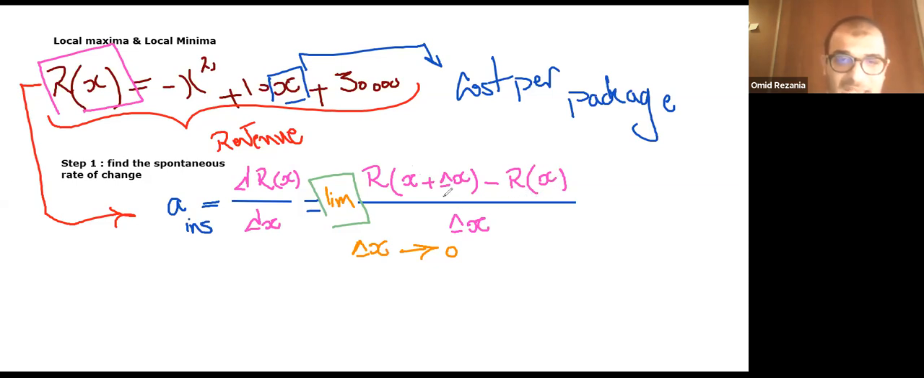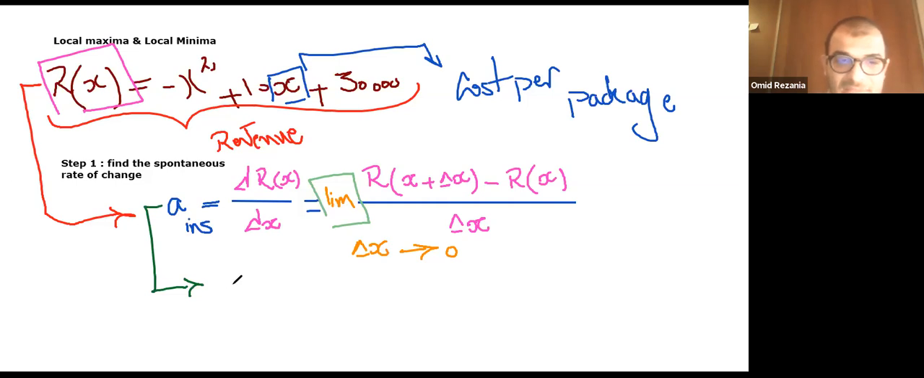You simplify the terms. You eliminate the similar terms which have opposite signs. Then you simplify, cancelling the delta x from the numerator with the denominator. Then with whatever you are left with, you put delta x equal to 0. That's something you're going to do yourself. But if you do that, at the end, you get the rate of change for the model which we have.